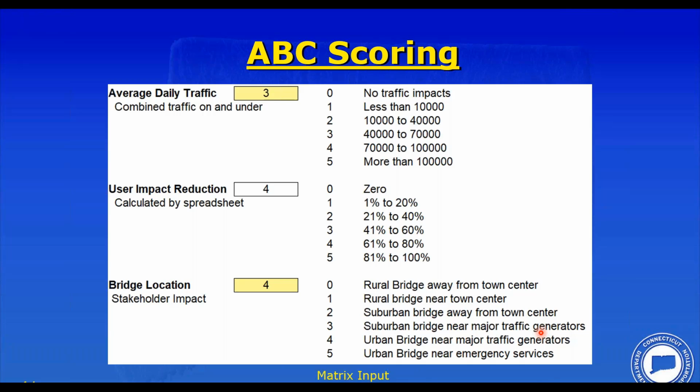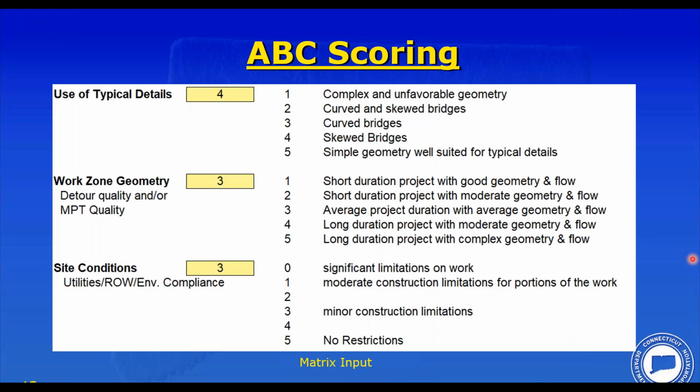The bridge location, this is a relatively urban bridge near major traffic generators. We have the mall nearby and it's near a city. So we give that a 4. Moving on. Use of typical details. This is a fairly straightforward bridge. It has skew, but no curvature, parallel beams, simple framing. So we felt this fell into a category of 4 as just a skewed bridge.